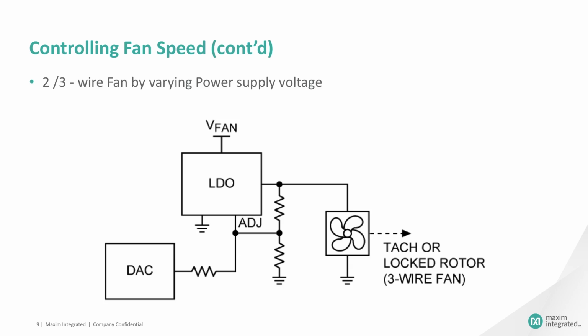One way to vary the fan's power supply voltage is shown here. The low dropout voltage regulator, LDO, provides power to the fan. The digital to analog converter, DAC, controls the LDO's output voltage by driving its adjust input. This approach allows a microcontroller to vary the fan speed by writing control data to the DAC. Some dedicated fan control ICs implement a similar approach by integrating the DAC and LDO functions along with other features.